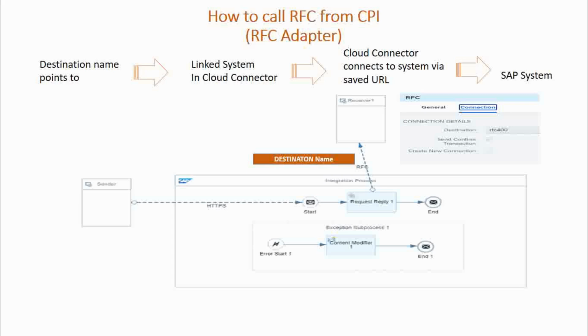Now this is how the final CPI is going to work. I have a sender that will call the iFlow endpoint. The endpoint will have a request reply that will connect to my SAP system via the RFC adapter. In the RFC adapter properties, I just give my destination name, nothing else. Very simple. The simple part is in the iFlow, but the remaining are the cloud connector configurations. Those have to be established correctly, then this portion will go very smoothly. It will connect back and return. If there is any error, the exception process will trigger. So the destination name points to the linked system in the cloud connector, and from the linked system, the cloud connector connects to the URL you mapped in the SAP system.